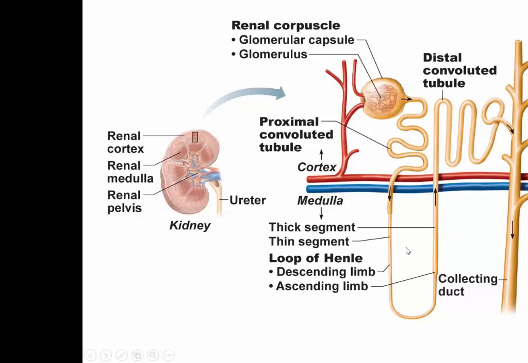And then down here, the loop of Henle is exchanging contents with the blood through the vasa recta. Remember that net-like structure that was wrapped around the loop of Henle. You don't have to know here the specific cell types of the loop of Henle, but you do need to recognize the loop of Henle and some of these other structures on a microscope slide, and we'll look at that in just a minute.